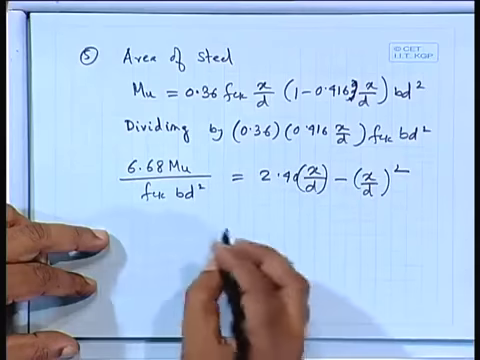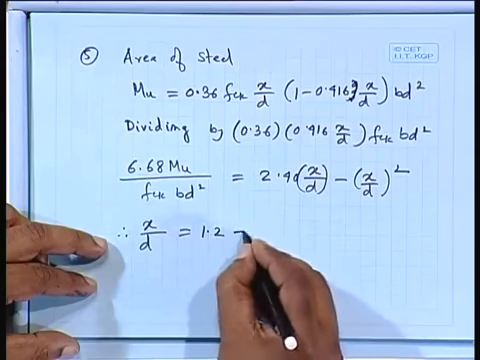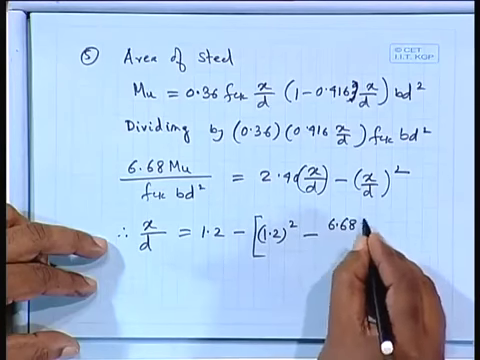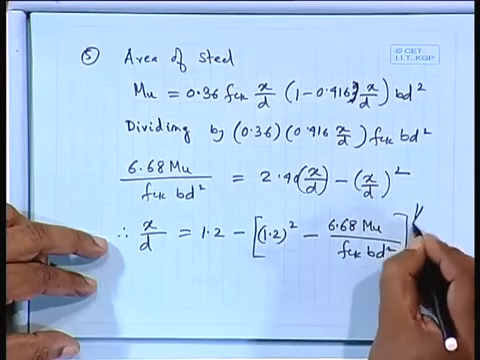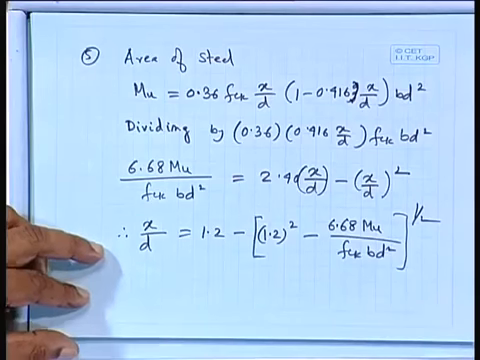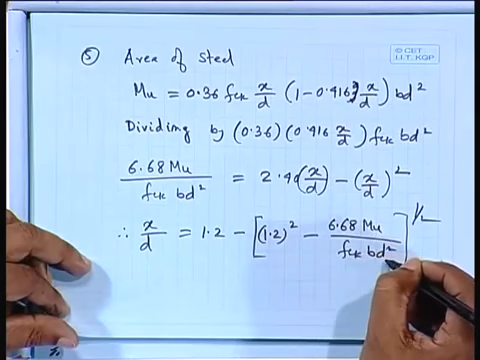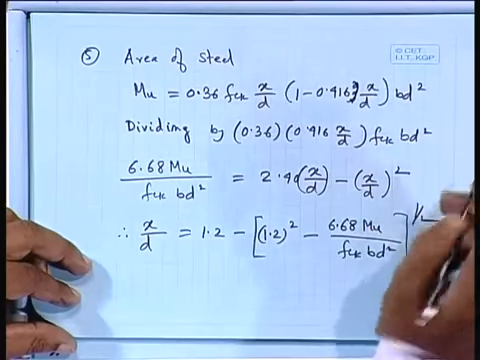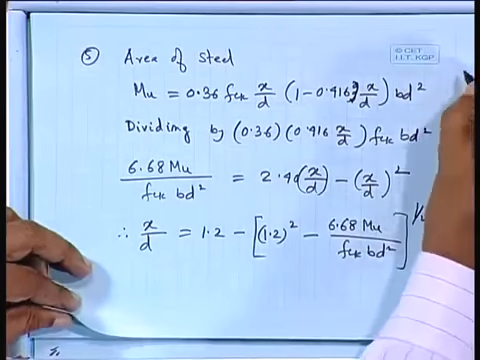We get this equation, and finally we get x by D equal to 1.2 minus root over 1.2 whole square minus 6.68 mu by FCK B D square. So this is that formula from where we can get x by D if I know mu, FCK, B and D. So we know mu, we know FCK, we know B, we know D, so we can find out x by D.